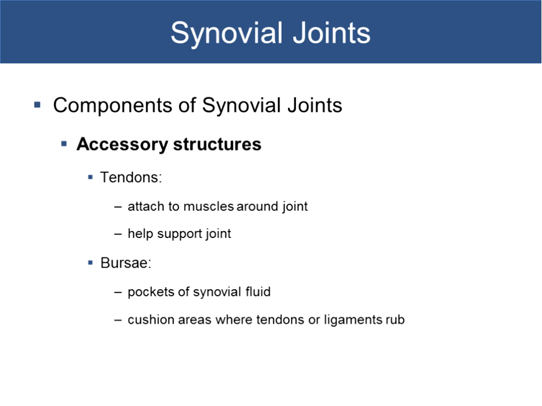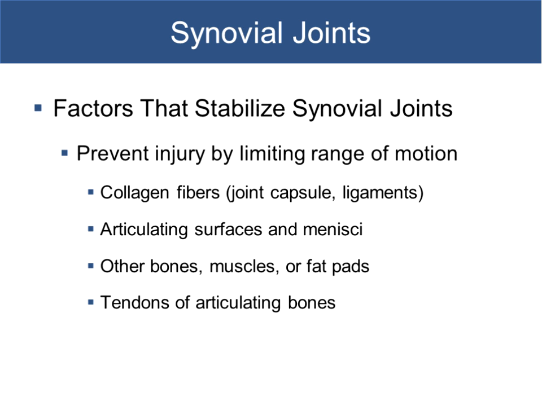Tendons are also another accessory structure. They, just like ligaments, help with joint support. Remember, tendons attach muscle to bone, ligaments attach bone to bone, and then bursae are just little pockets of synovial fluid, and they're cushions in areas where tendons or ligaments can rub, so they'll release the synovial fluid to help keep this area nice and lubricated and reduces friction.